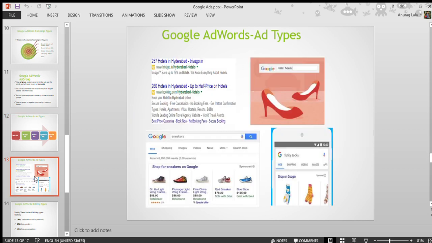Then, on Google AdWords ad types, as I've shown, this one is the shopping ads. Shopping ads, shoes, shopping ads. Then this sort of advertisement is text ads. I will be showing you the practical implementation in the next video as well.